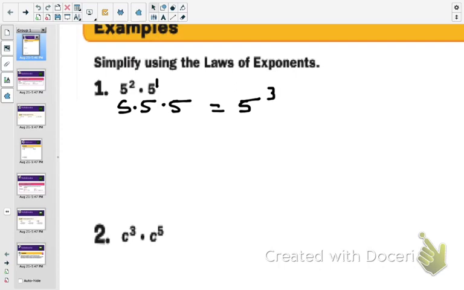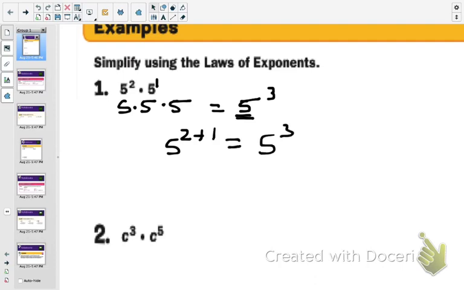Okay, so you can obviously write it out like that every time, but there's kind of a shortcut to do this, and that's just looking at your exponents up here, knowing that that's a 1, you can just add those together. So 5 squared times 5 to the first is just 5, your base stays the same, 5, and then you do 2 plus 1. So 5 to the 2 plus 1, which is the same as 5 to the third.